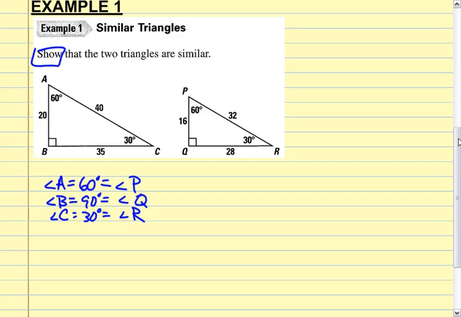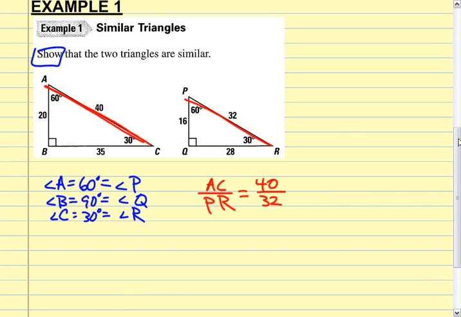Now let's do this. What side goes with AC? Here's AC. What side in PQR goes with AC? PR, there you go. Now, what's the measure of AC? It's not a degree, it's a side. How long is it? 40. That's good. And what's the measure of PR? 32. Good.